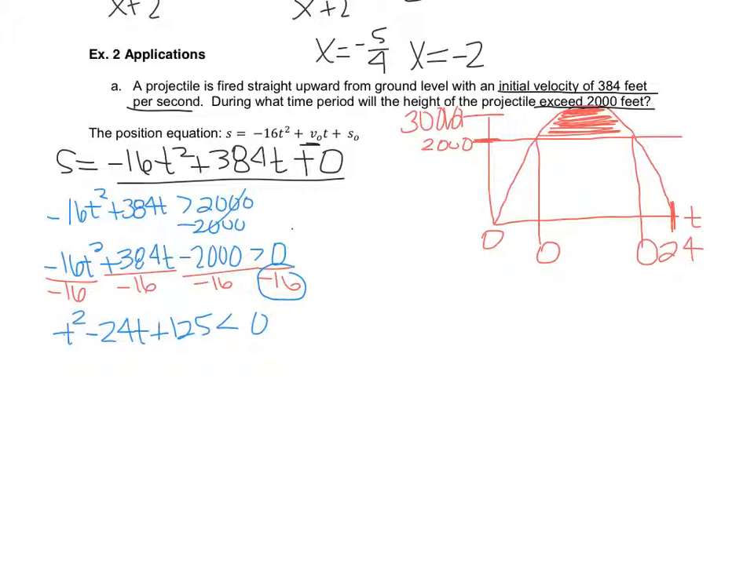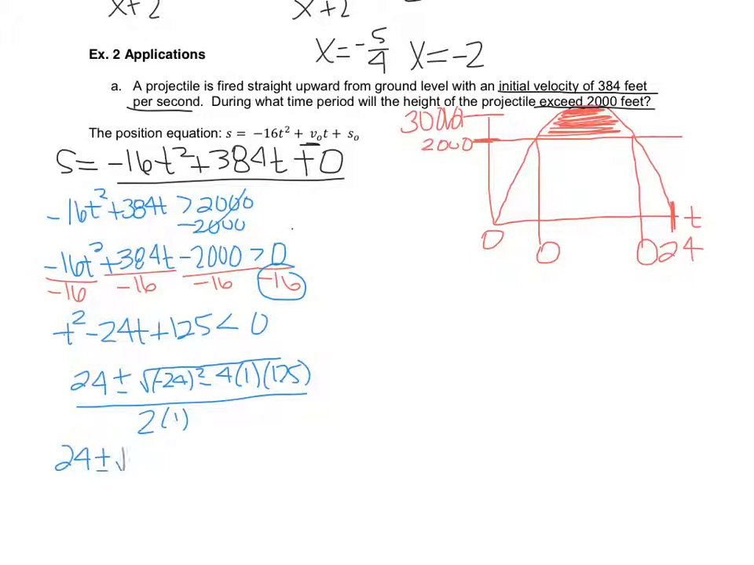So negative b, so negative of negative 24 is 24, plus or minus the square root of negative 24 squared minus 4 times 1 times 125, all over 2 times 1. Now, when you calculate all of that out and get it down, it says 24 plus or minus the square root of 76 over 2.